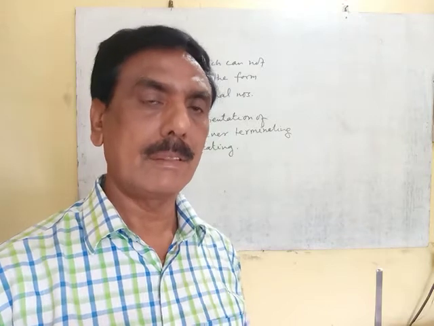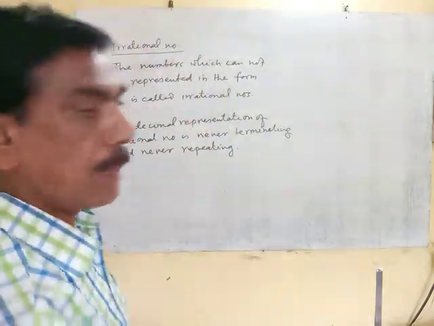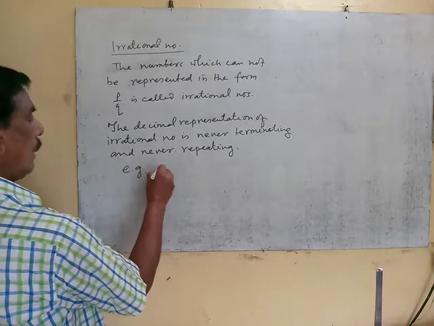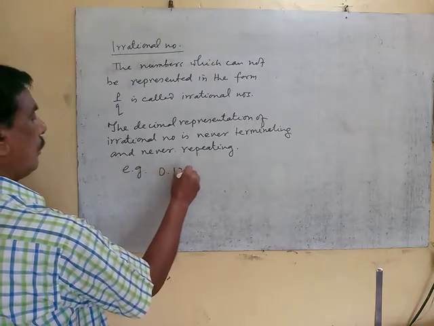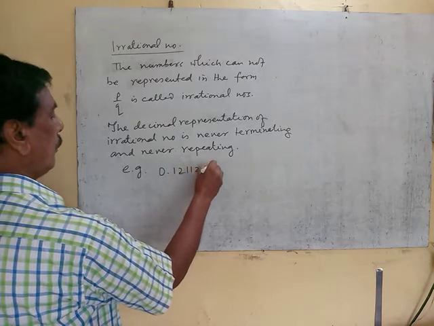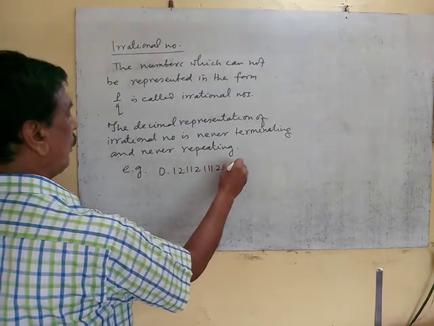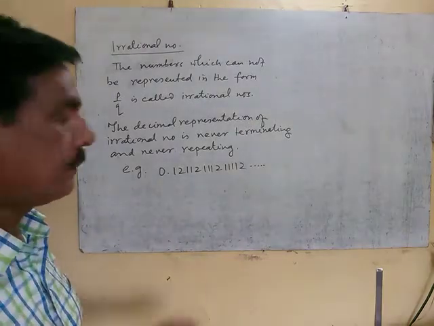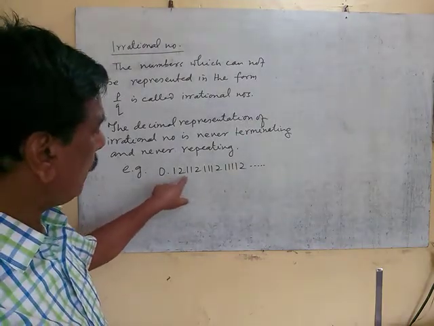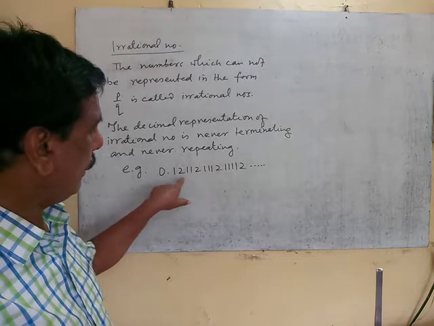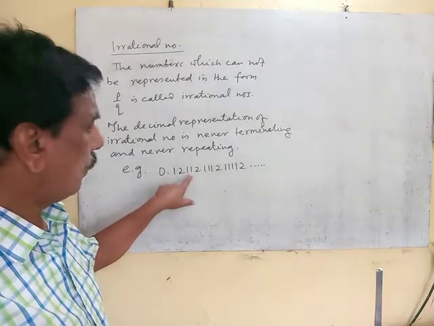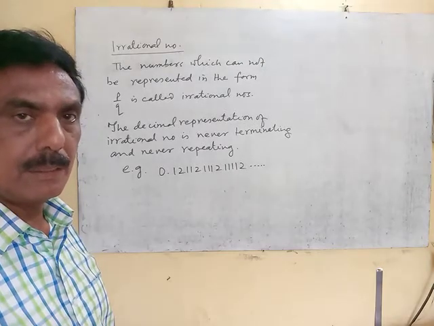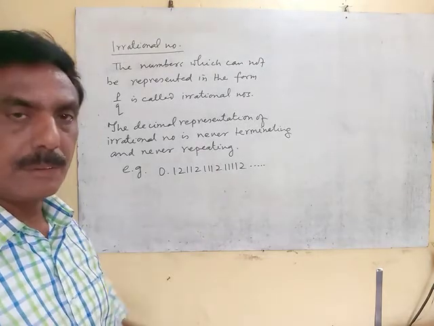That is an irrational number. For example, 1.1.1.2.1.1.1.2.1.1.1.2. This is an irrational number. What you see is that 1 is being repeated, then 1, 1, 2, 1, 3, 1, 4, 1 like this. They are not repeating, it will go on like this.